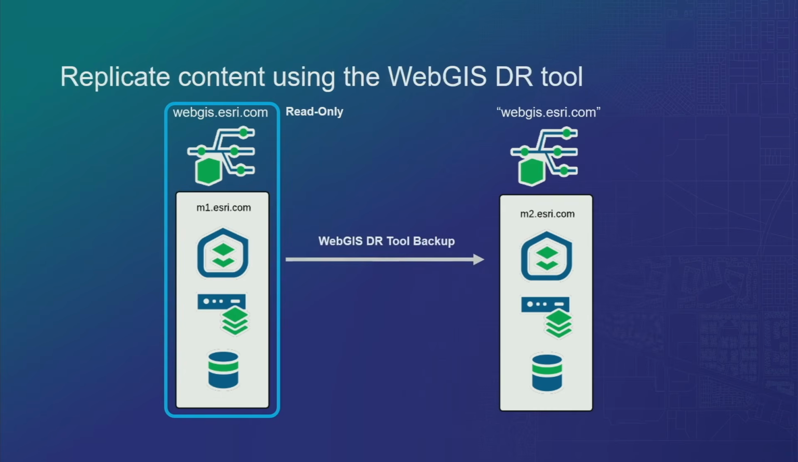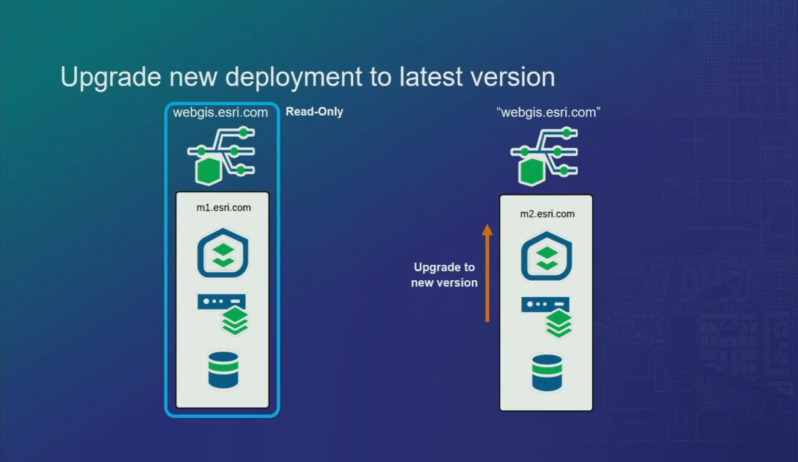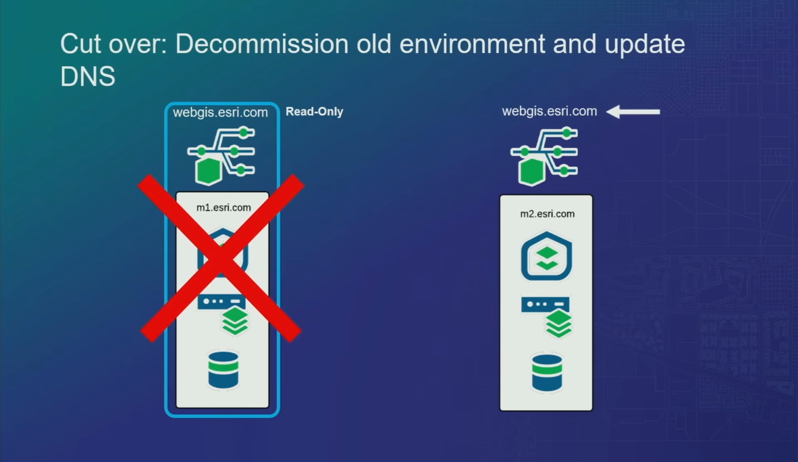Then I take a WebGIS DR backup of my production environment. I'm going to restore it in my duplicated environment. My customers and users are still working in read-only mode. I'm going to upgrade my new, duplicated environment to the version I'm trying to go to. Of course, I'm going to go to 12.0 in this case. Once I'm done, I'm going to decommission the older environment or do whatever you want to do with it. Up to you how you want to use it after that.